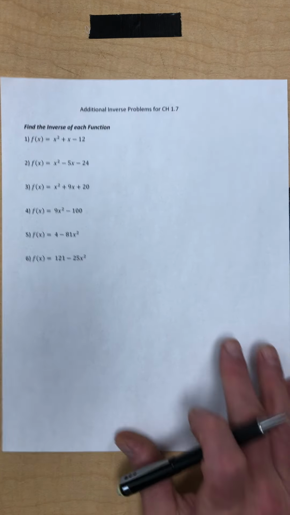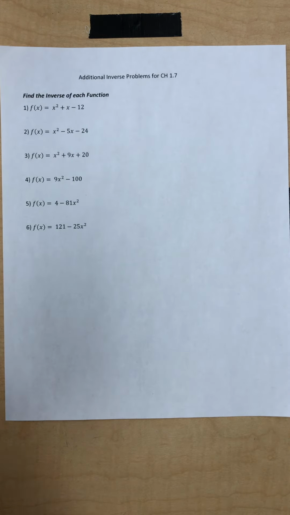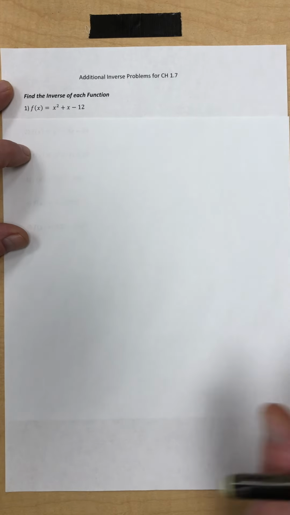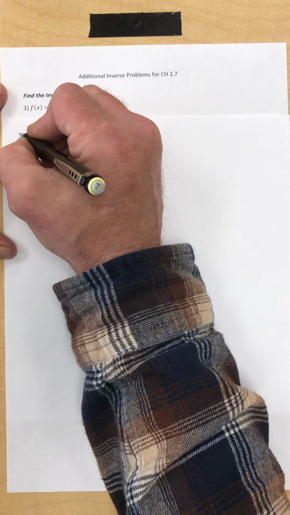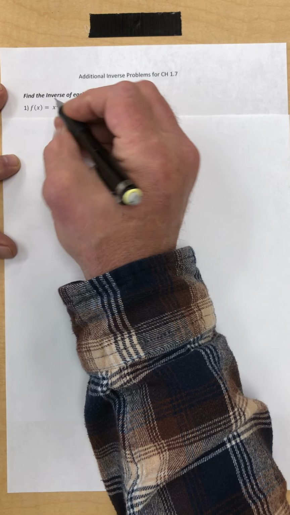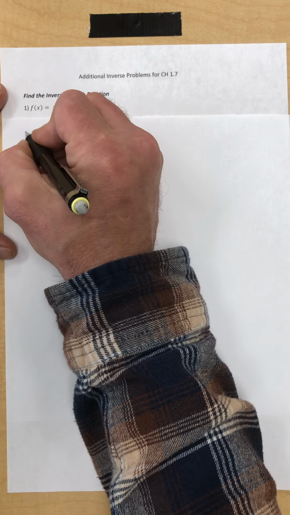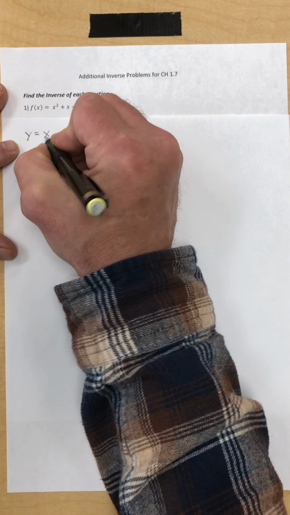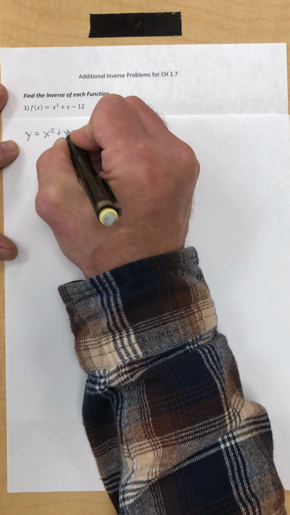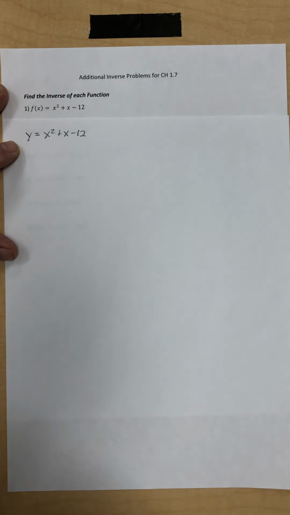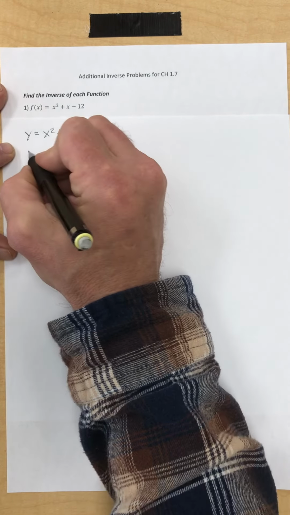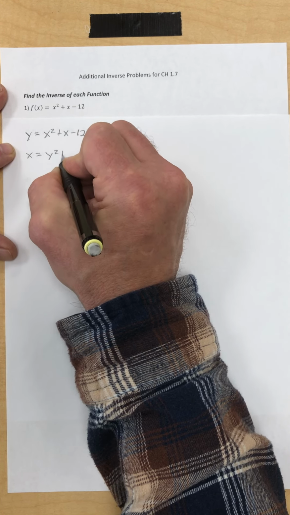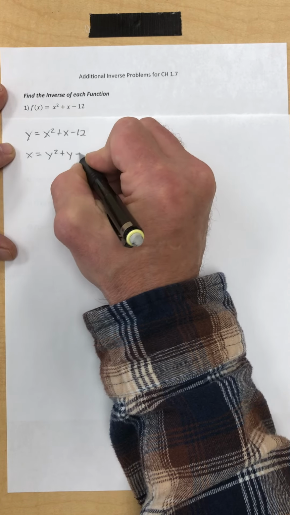I want to take a look at a couple more of these, because I know these usually give some people some problems. So we take this guy right here, the second one we're going to do, and get rid of the f of x and write it as y equals x squared plus x minus 12. So again, switch the x's and y's, so this becomes x equals y squared plus y minus 12.